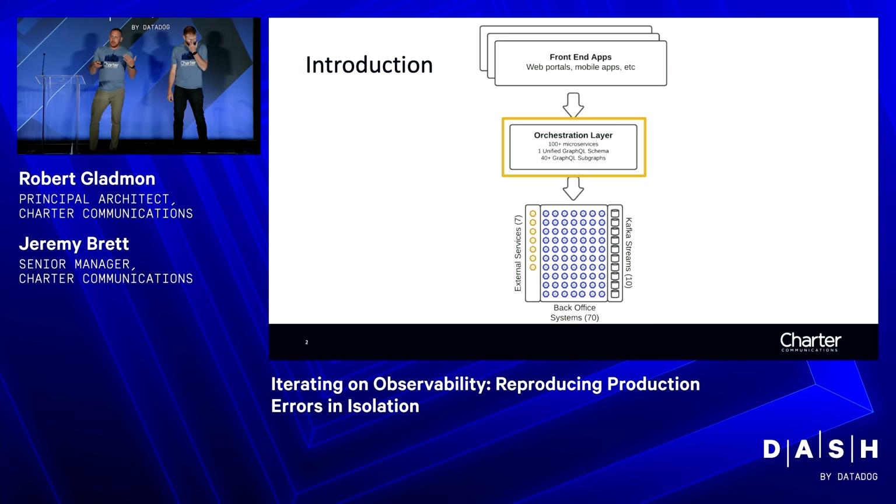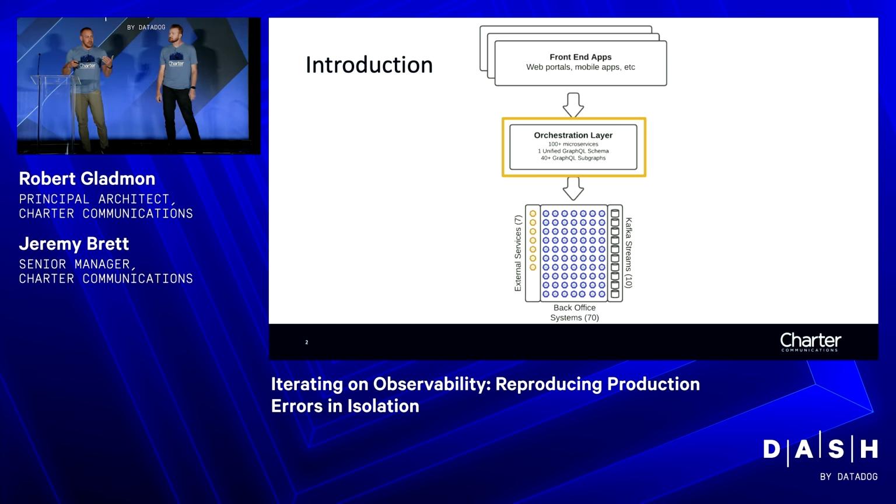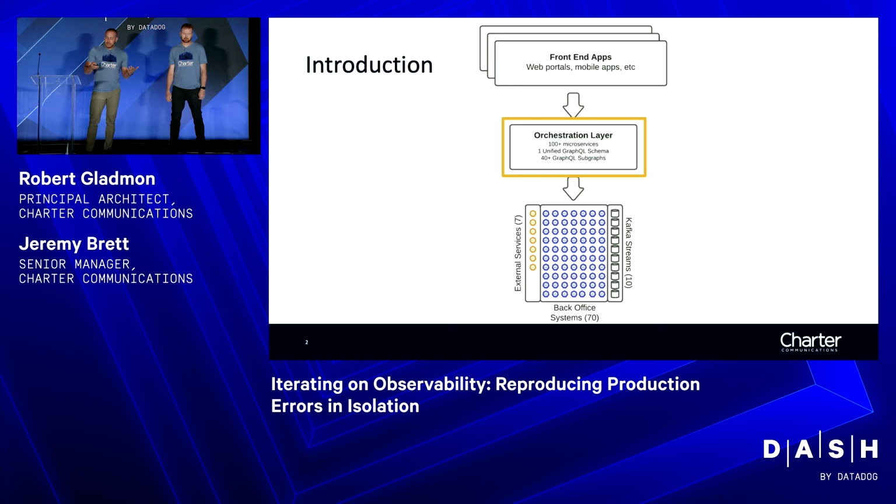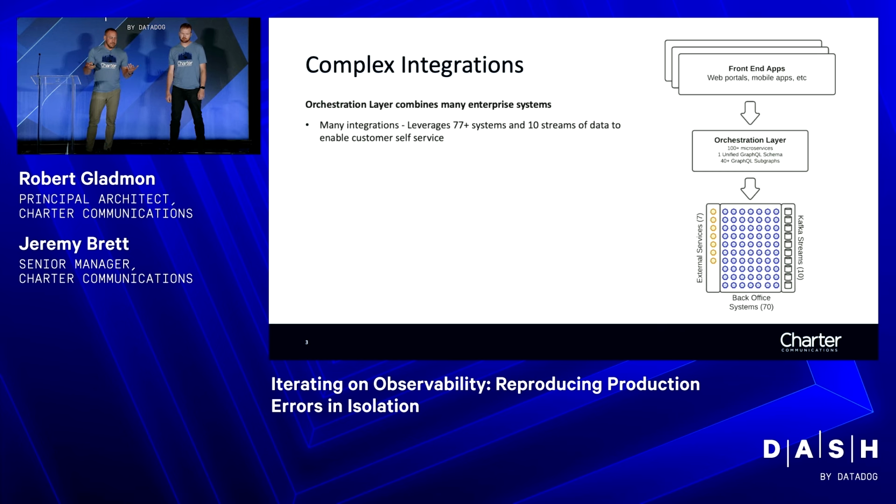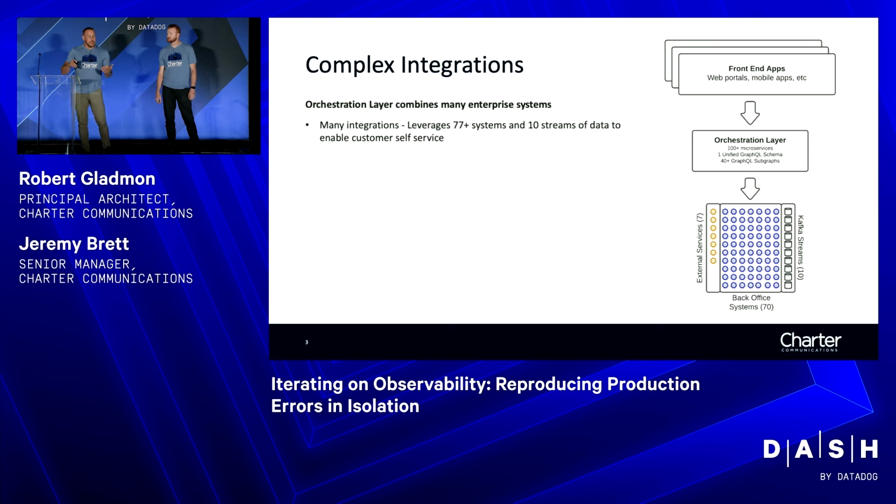So we are ultimately a middle layer, and we isolate all the changes from all the back office systems and all those front-end applications. But in order to do that, it's a little complicated. Connecting to that many different back office systems, there's 70 different internal separate systems that we talk to in order to enable customers to manage their accounts. We also have 10 streams of data coming in from Kafka, and we talk to 7 external vendors as well, and we bring all those integrations together.